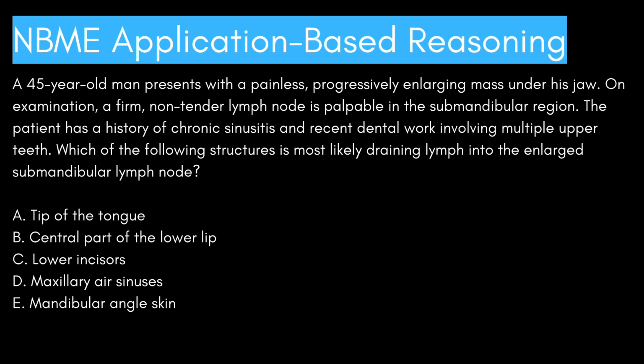A 45-year-old man presents with a painless, progressively enlarging mass under his jaw. On examination, a firm, non-tender lymph node is palpable in the submandibular region. The patient has a history of chronic sinusitis and recent dental work involving multiple upper teeth. Which of the following structures is most likely draining lymph into the enlarged submandibular lymph node?